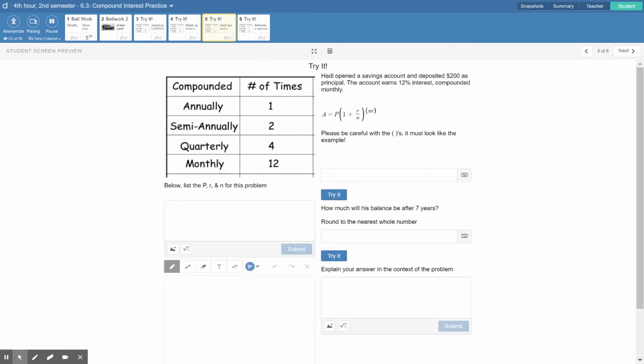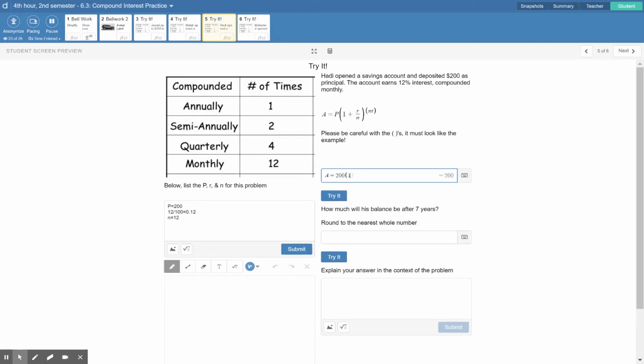Now in number 5, Hattie's opening up an account. His principal, he just put in $200. But look at this. It says it is gaining interest at 12%. So we have to divide that 12 by 100. And then it says compounded monthly. So our n is going to be 12 because it happens once a month or 12 times a year. So use that chart to guide you. And then we just plug it in.